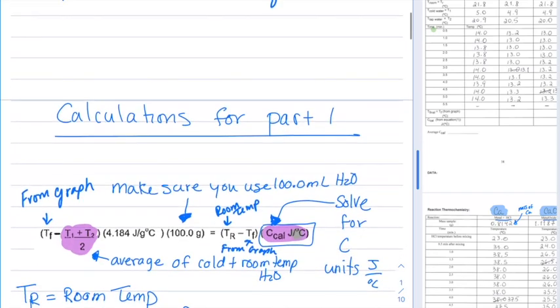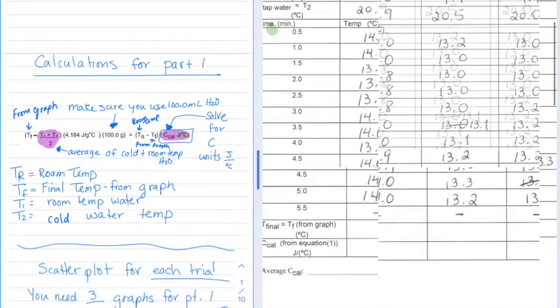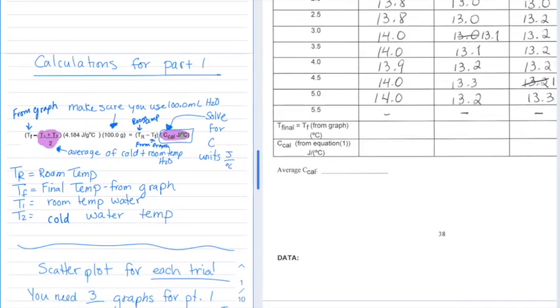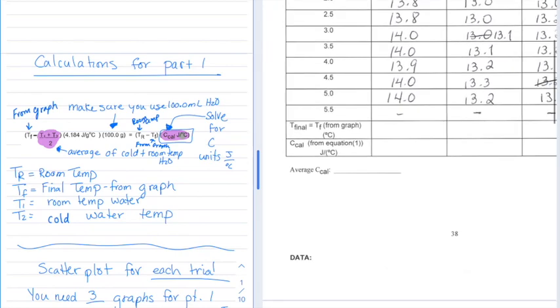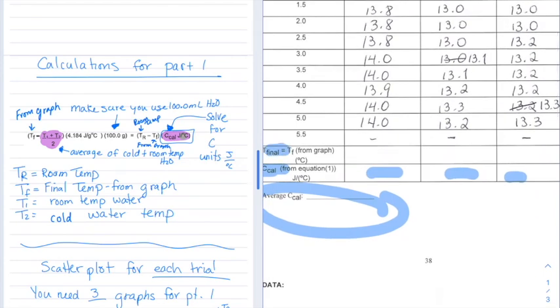Let's see. So this is the calculation. Again, you're going to perform it 3 times, once for each trial, and then at the end you have your C-cal, you did it 1, 2, 3 times, and then you're averaging it. Above that is the T final, which comes from your graph, because you have 3 graphs for part 1, so 1, 2, 3 values here. Any questions on the value for this sheet right here?